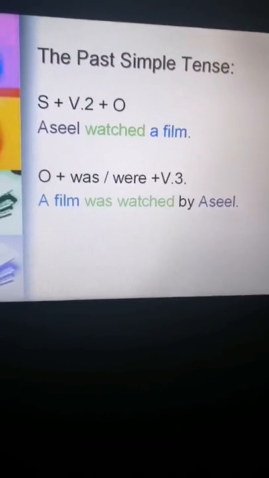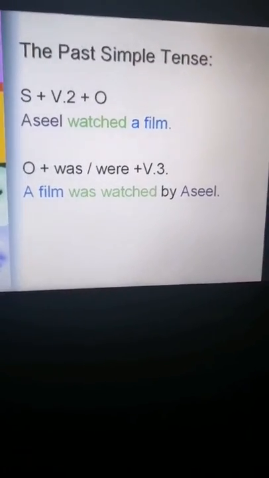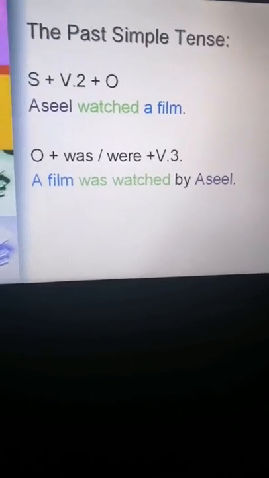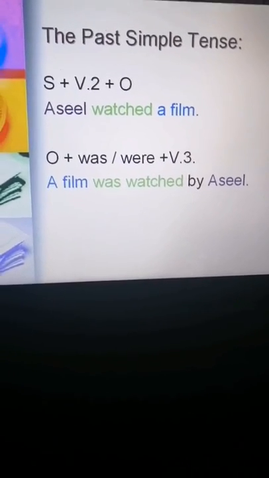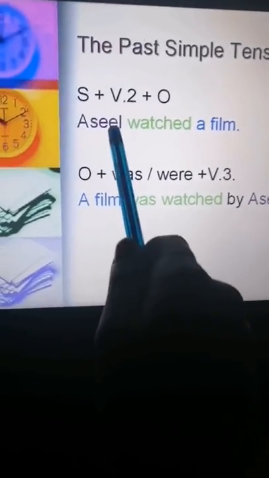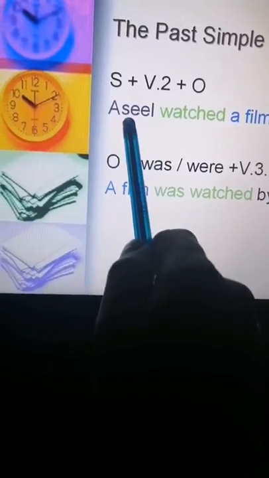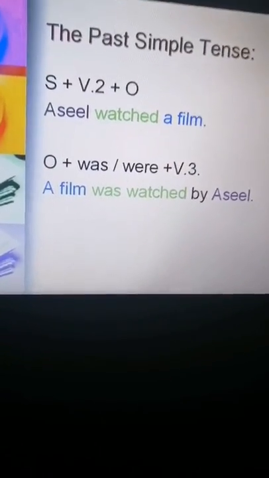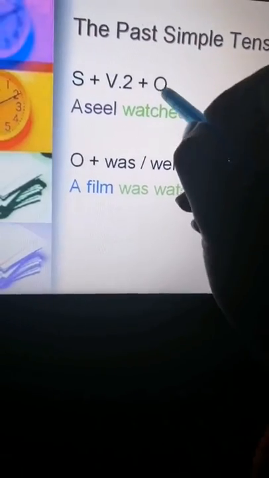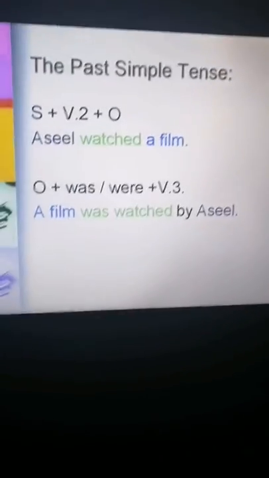The past simple tense. You know that the past simple tense starts with subject plus verb 2 plus sentence complement or object. Asil watched a film. Here we have the subject. The subject here is Asil. Watched is verb 2. A film is the object. What should we do? We should take the object and put it at the beginning of the sentence. And because we have verb 2, we should add was or were, then verb 3. With passive voice, we use verb 3 in all of the sentences.